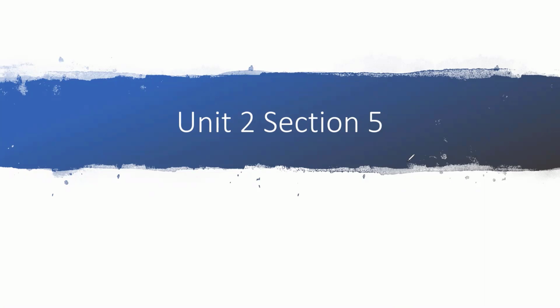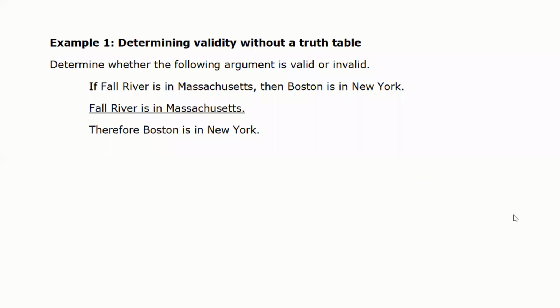This is Unit 2, Section 5. Example 1, determining validity without a truth table. Determine whether the following argument is valid or invalid. If Fall River is in Massachusetts, then Boston is in New York. Fall River is in Massachusetts, therefore Boston is in New York.